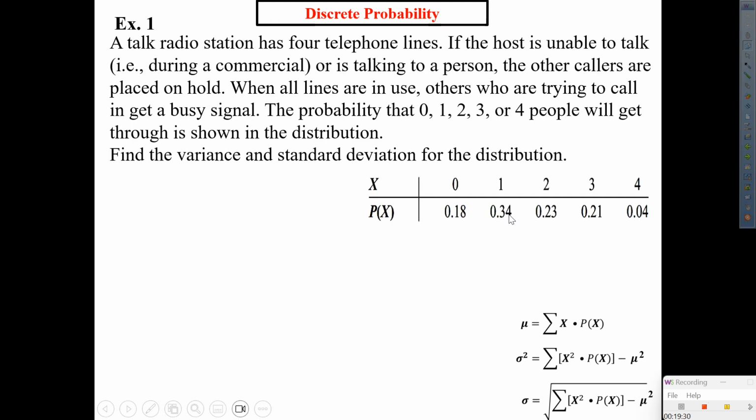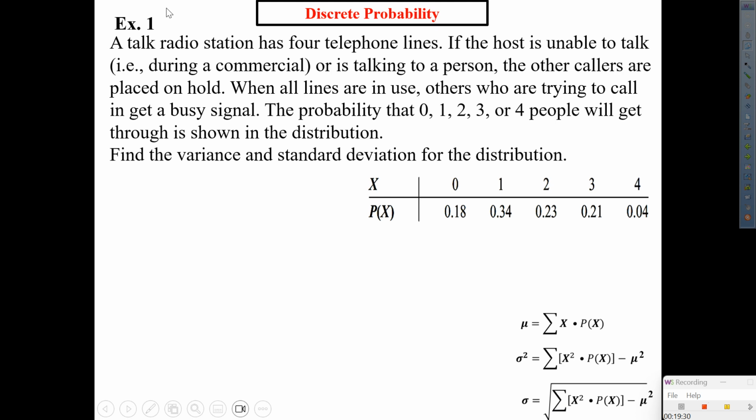Number 1. It reads, a talk radio station has 4 telephone lines. If the host is unable to talk, i.e. during a commercial, or is talking to a person, the other callers are placed on hold. When all lines are in use, others who are trying to call in get a busy signal. The probability that 0, 1, 2, 3, 4 people get through is shown in the distribution. So what do you guys notice on this one? They already have it for you, right? So all we need to do from here is find what? Mean, variance, and standard deviation.